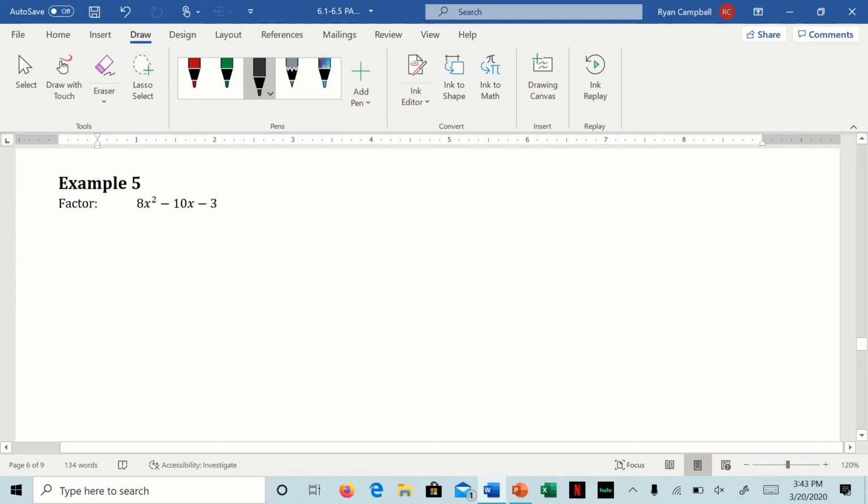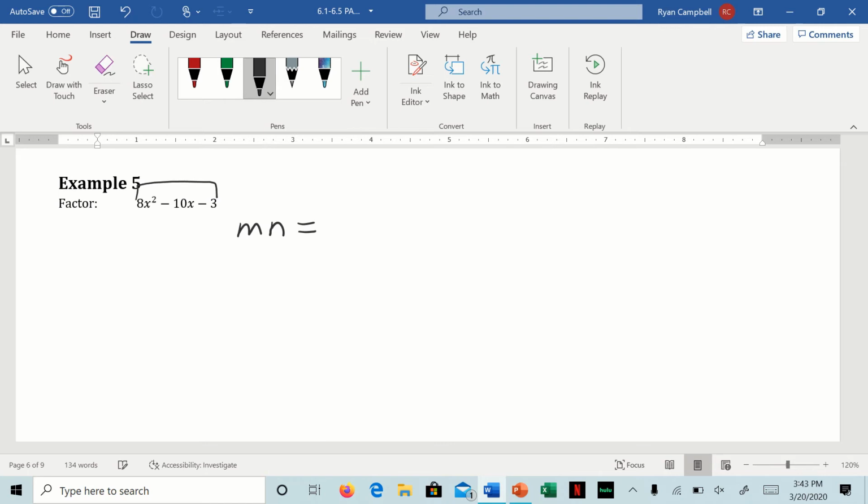All right, so we got 8x squared minus 10x minus 3. So can we factor anything first? Nope, there's nothing in common with anything. So, all right, let's look at these two things. So what two numbers multiply to get you 8 times negative 3? So what two numbers multiply to get you negative 24 and add to get you negative 10?